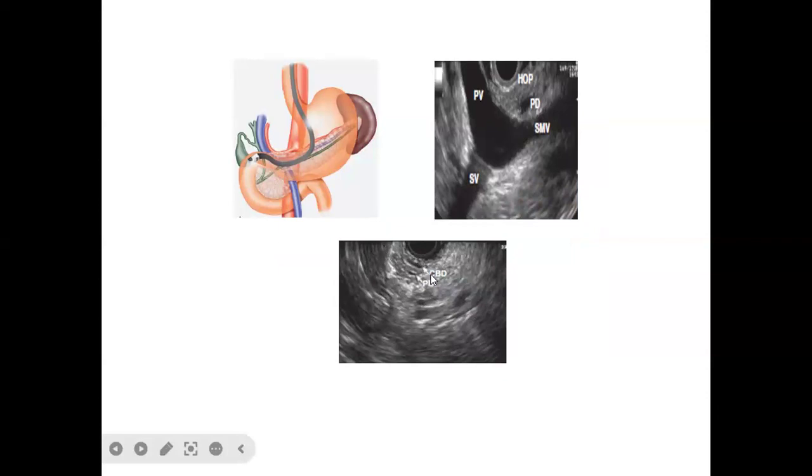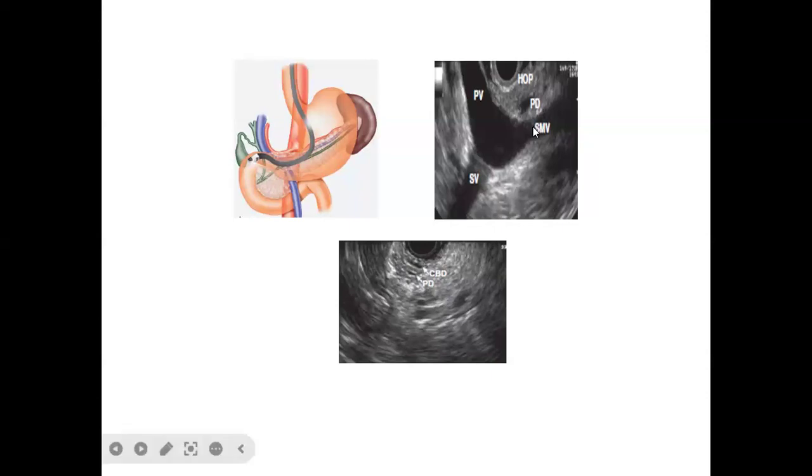So when we reach station number 2, we are going to get the common bile duct. You are also going to get the pancreatic duct. We can even measure them. Then we are even able to get the pancreatic tissue here. This is the pancreas. So we are able to visualize it clearly as compared to when we are doing the conventional ultrasound.